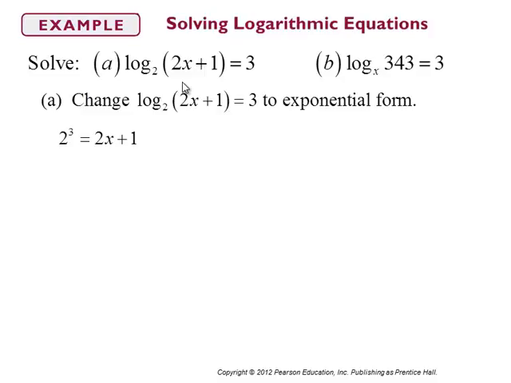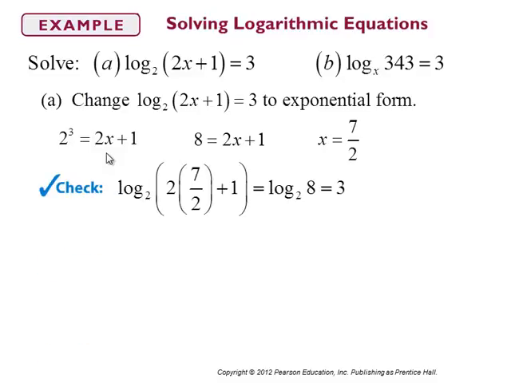So look, log base 2 of 2x plus 1 is being set equal to 3, and that means that 2 cubed is equal to 2x plus 1. But 2 cubed is 8. Subtract 1 from both sides and divide by 2, and you get x equals 7/2. And of course, you could always check your answer just by plugging that 7/2 back in for x.